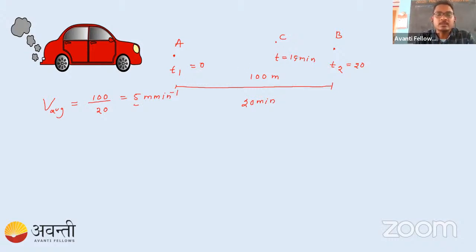So what is instantaneous? Instantaneous means at a particular time. Suppose they ask you what is the speed of this car at the point C, or what is the speed of this car when the time is 15 minutes. Suppose at that time its speed is 8 meter per minute. So this is the instantaneous speed. At a particular time, what is the speed? That is instantaneous speed. And average means throughout the journey, what is the average speed.